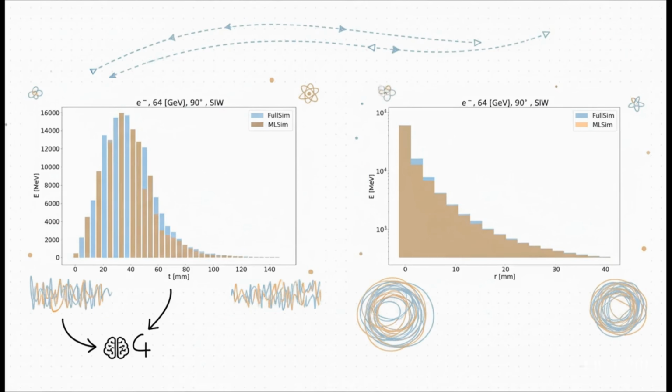And the proof is right here in the plots. It's amazing. The blue line is the data from the full, detailed Geant4 simulation. The orange line, that's the data generated almost instantly by the trained AI model. You can see, for both the energy going down and the energy spreading out, the agreement is stunning. The AI has literally learned the physics.